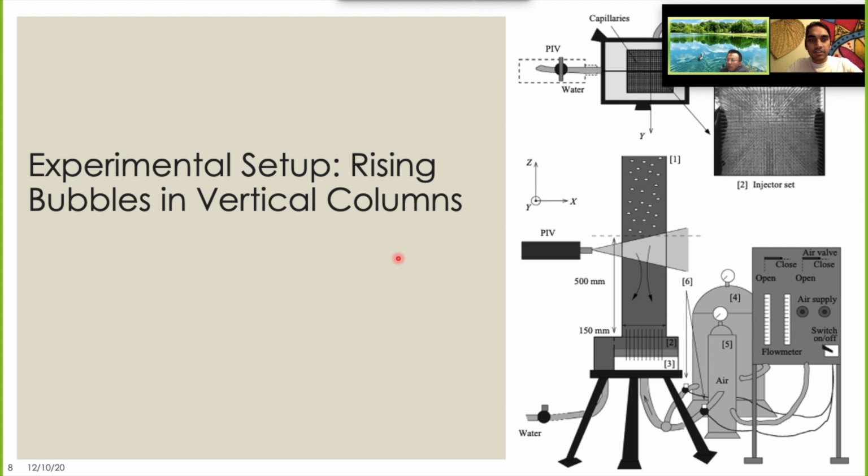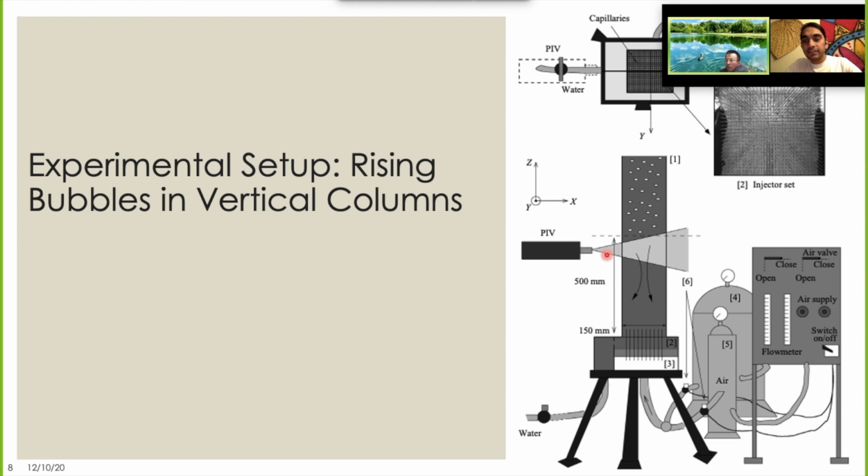I want to quickly give an experimental setup for rising bubbles in vertical columns. What you have is a vertical column, and there's a test section that is connected to a pump, and you can pump the water due to a pressure gradient in the pump, and the fluid, any fluid, can go up or it can go down. At the bottom you can have injectors, which are shown here, and through these injectors you can generate a homogeneous swarm of bubbles that rise up. You can also have grid turbulence at the bottom to make sure that there is isotropic turbulence in the region that we're looking at.